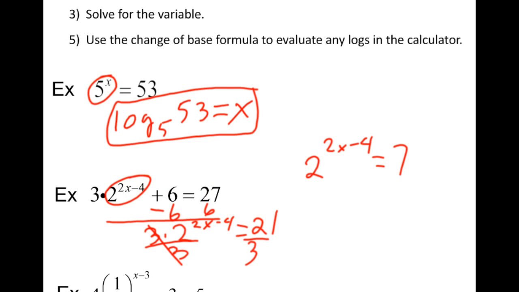Watch what happens when I do this. What would this be in log form? Log base 2 of 7 is equal to 2x minus 4. You want to see that? Now this x is no longer an exponent. It's easy to get alone. What would I have to do next?